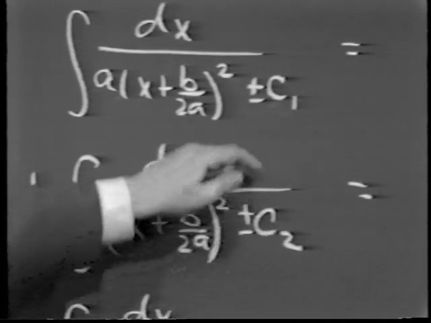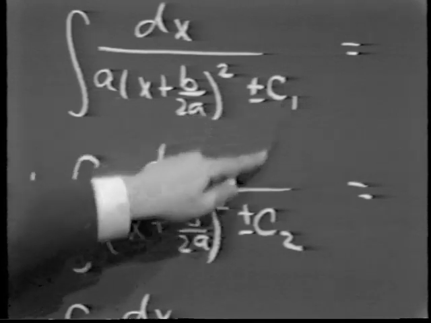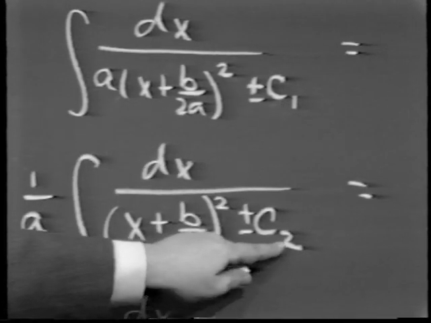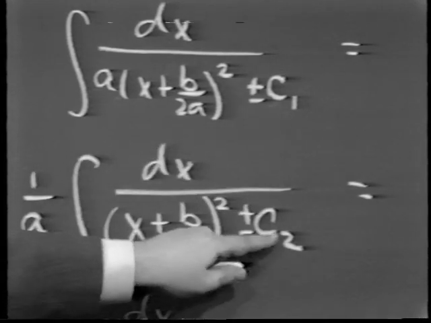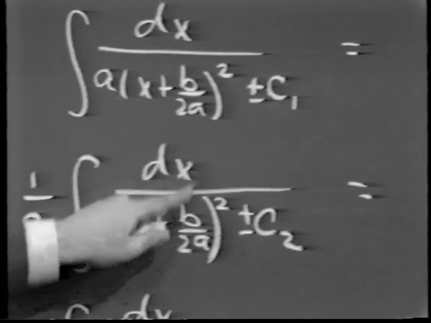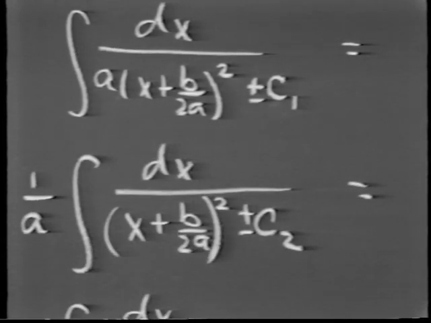In other words, I had c1 here. I factored out an a. c2 is actually c1 over a. And I just factor out an a from this thing here. But it doesn't make any difference. The important point is I now have this written in this particular form.